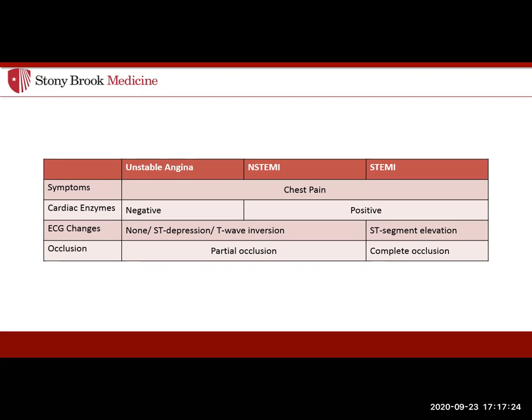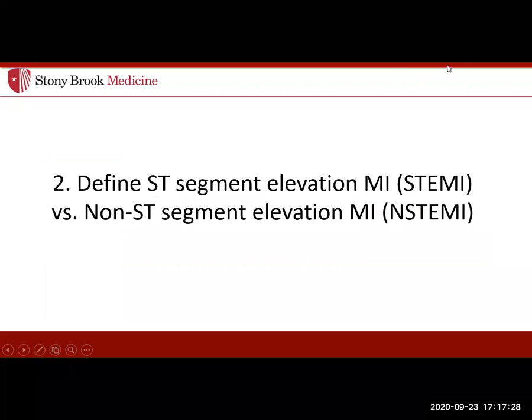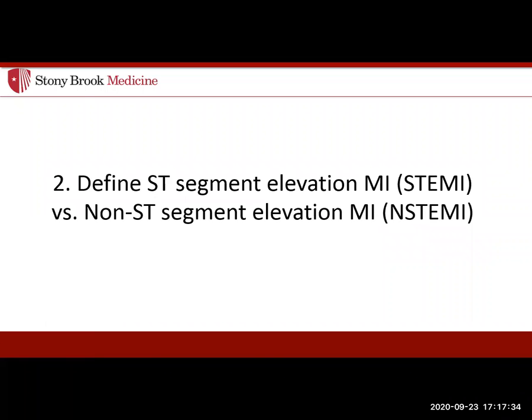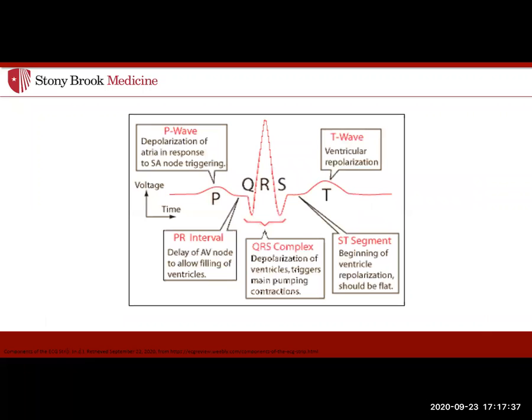So now that we've briefly gone over acute coronary syndrome, we're just going to define the differences between NSTEMIs and STEMIs. And so to do this, we have to have a brief background on how to read and interpret an EKG. So as you can see on the screen here, we have our normal EKG, which is consistent of our P waves, our QRS complex, as well as our ST segment and T waves.